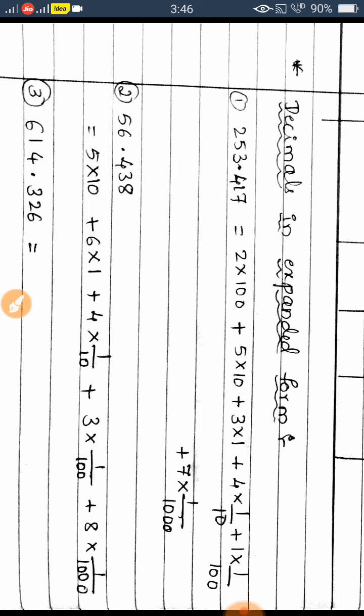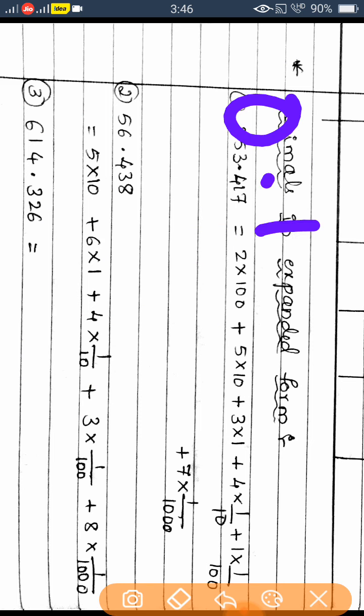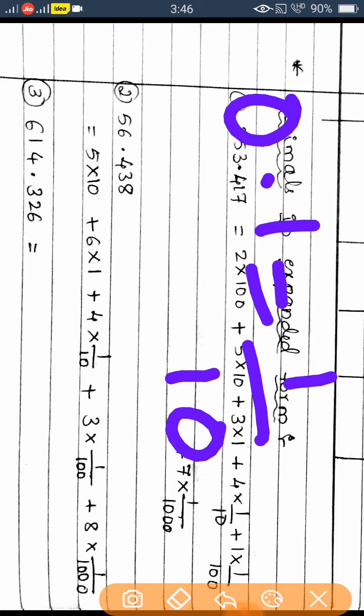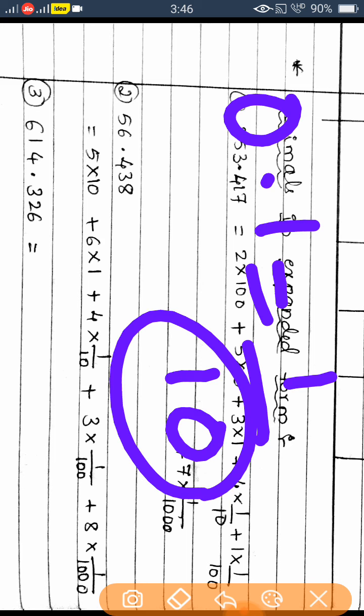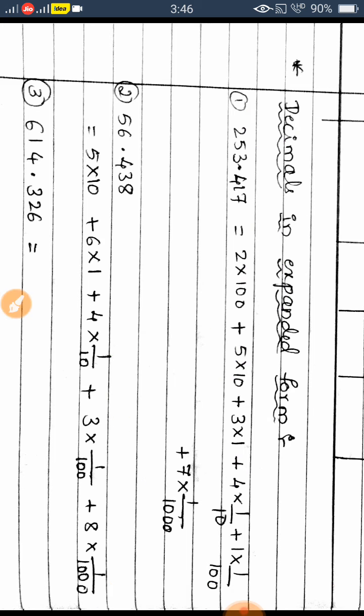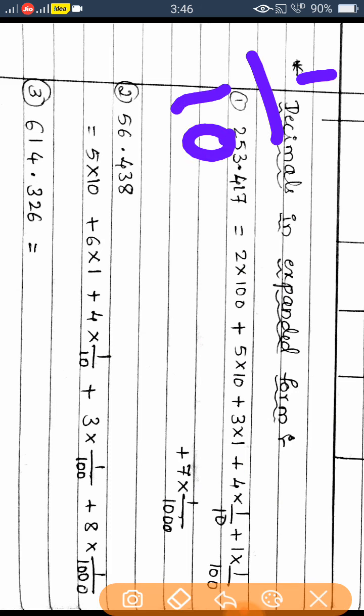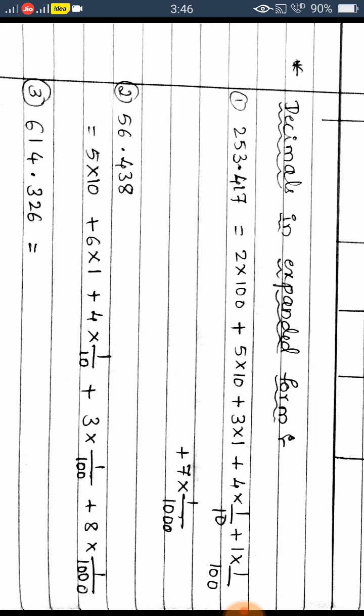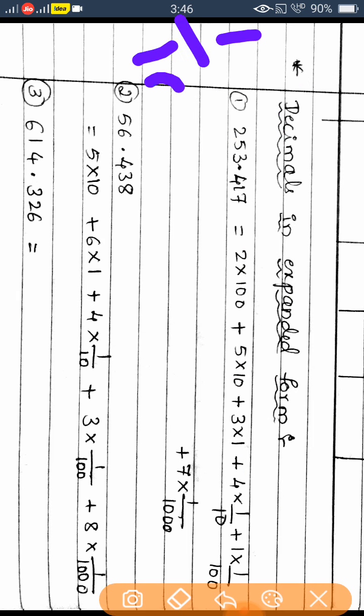Before that, we can write 0.1 as 1 by 10. It means 1 part out of 10, we have already studied about fractions. How does it come? By dividing. See, 1 divided by 10. How can we divide? So 1 divided by 10, I'll do the division here.